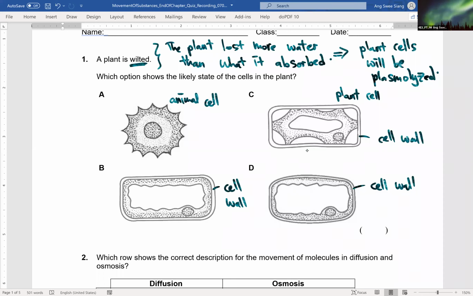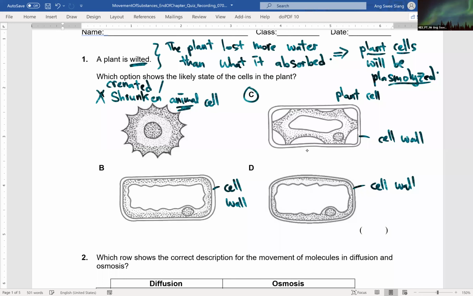Then if we look at the options, A is actually a shrunken animal cell. We can also use the word crenated. But it's an animal cell, and a plant doesn't have animal cells. So we know A is out of the picture. A is definitely not the answer. For this question, we are looking for a plasmolyzed plant cell. So the answer is C.